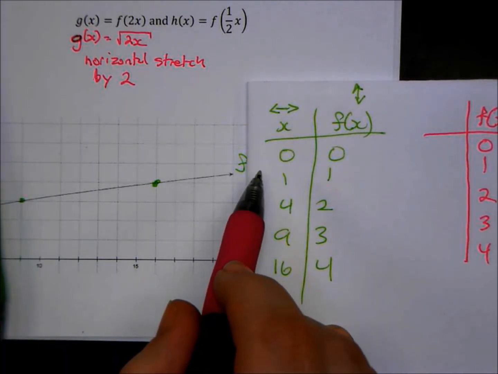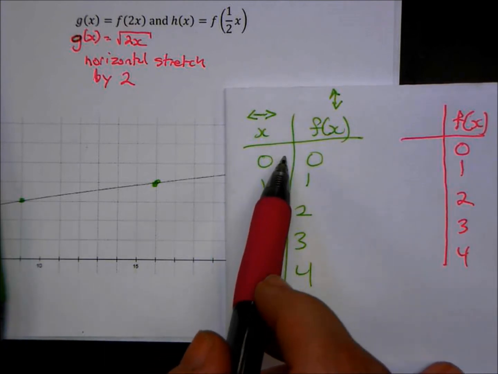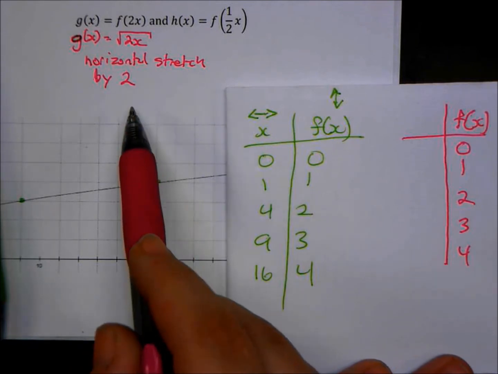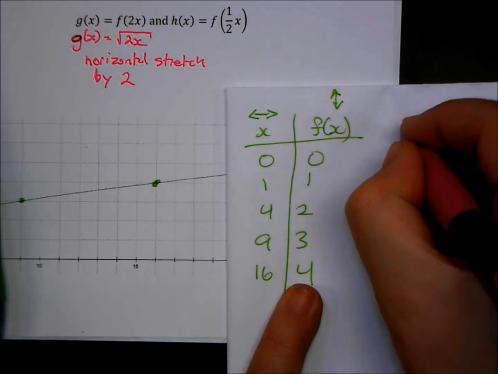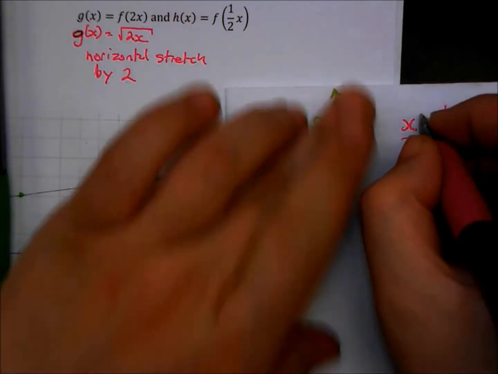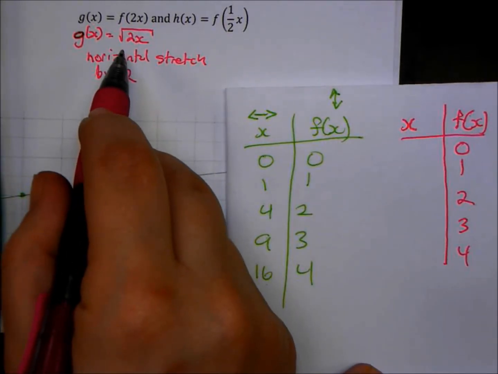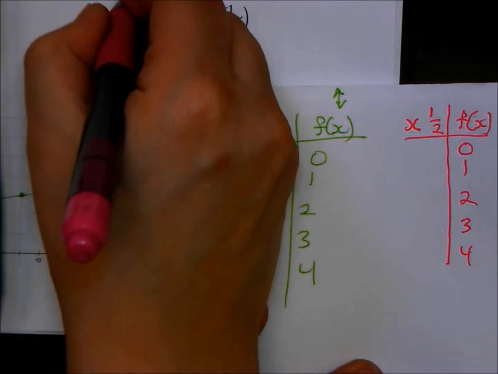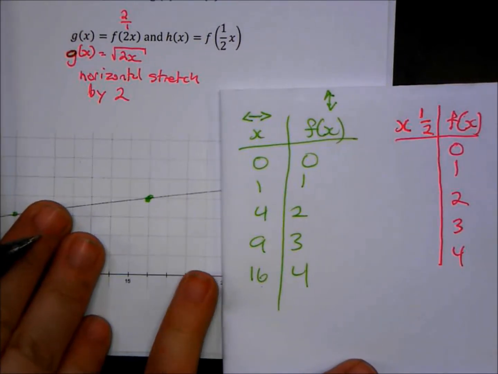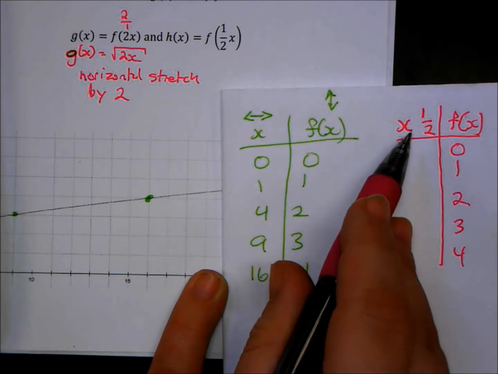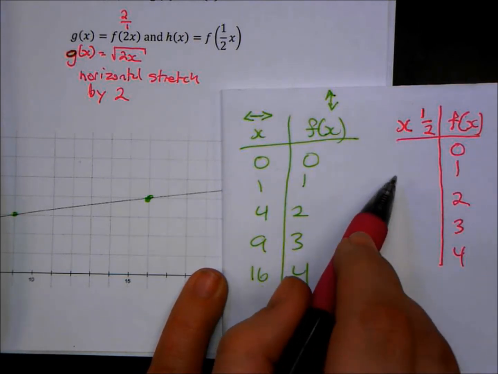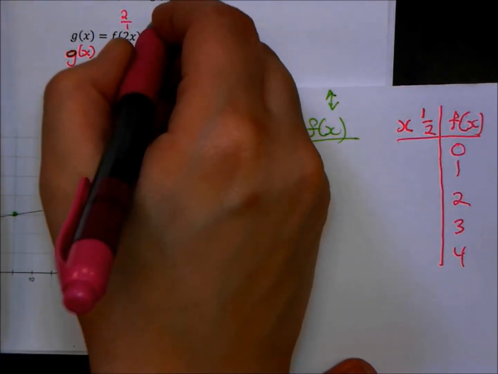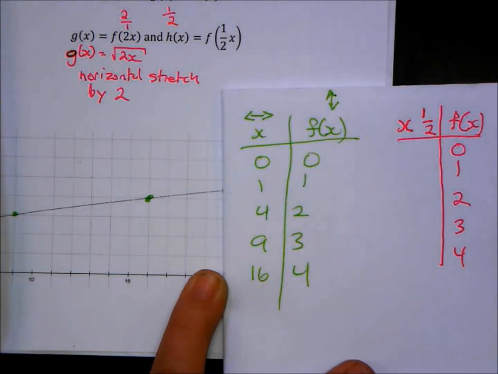What's going to happen to my x? Well, my x's have to change by a factor of 2. Just to be difficult to make this process work, we have to multiply each of our x's not by 2, as one would assume, but by a half. Think of it, 2 is the same as 2 over 1. When we multiply anything on the x, the independent variable, we have to multiply by the reciprocal. The reciprocal, flip the fraction, 1 over 2.